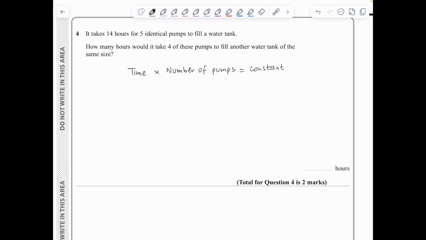So we've got 14 times 5 to be equal to x, which is the hours we're trying to find, times 4, which is the number of pumps we have. So 70 is equal to 4x, which leads to x being 17.5, and therefore we will need 17.5 hours.